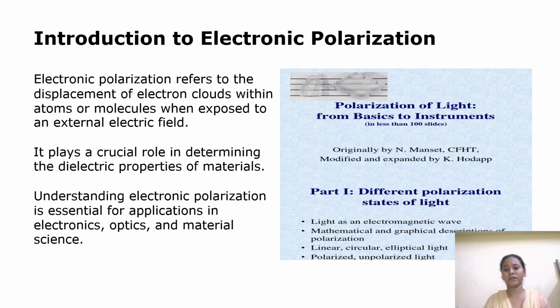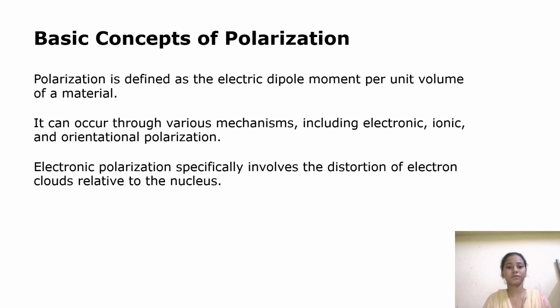Polarization of light, from basics to instruments. Different polarization states of light. Light is an electromagnetic wave. The mathematical and graphical representation of polarization. Linear, circular, elliptical, polarized and unpolarized light.